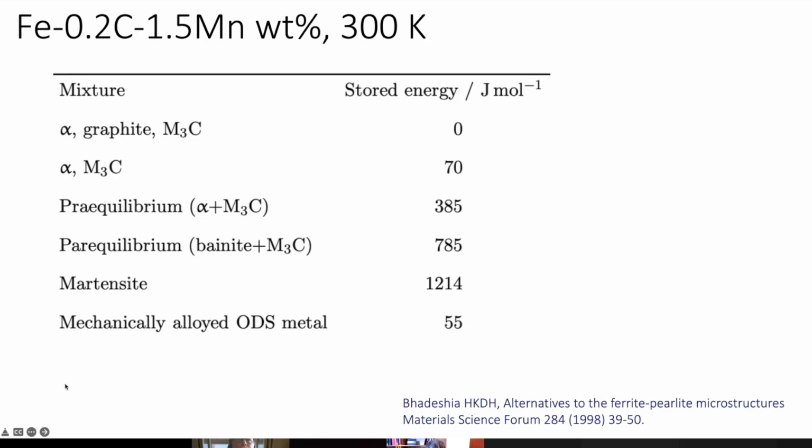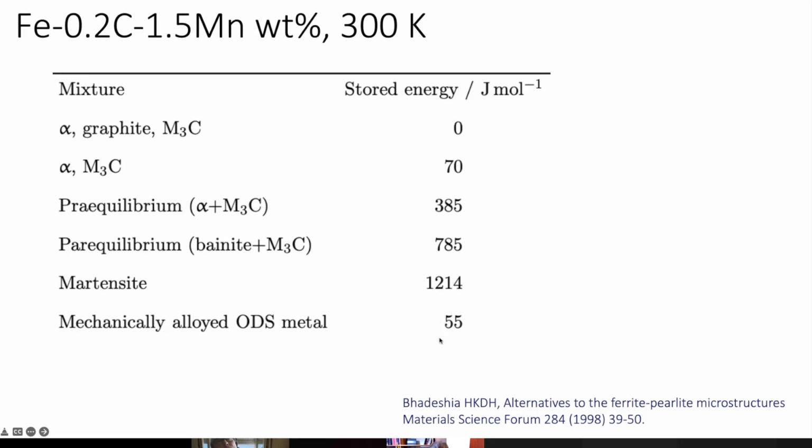And just to give you an idea of nanostructured iron, in which the grains are really, really small, you might have produced this by mechanical alloying, or by very severe plastic deformation, in torsion, etc. But grain boundaries themselves don't have that much stored energy. That's why this term is actually quite small, only 55 joules per mole.